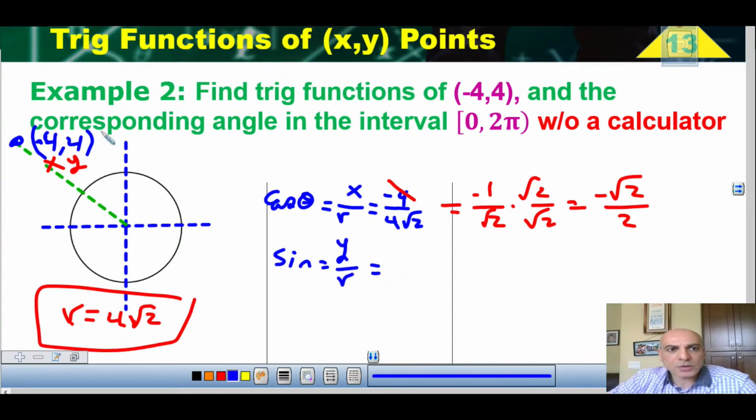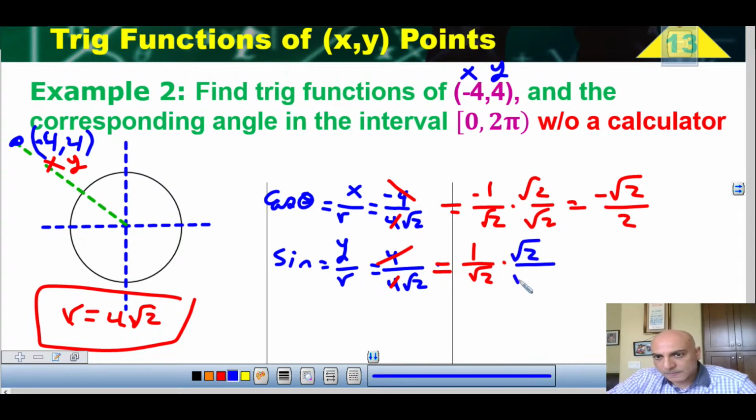Sine is going to be y over r. I know my y just by looking at the point here. This is x and this is y. y is 4. So I'm going to say 4 divided by my radius. I found the radius to be 4 square root of 2. Well, that means I just have to cancel, and that's going to give you 1 over square root of 2. Pay attention to your signs, by the way. Which means you have to rationalize that, top and bottom. That should give us square root of 2 over 2.